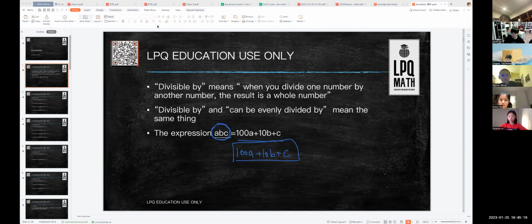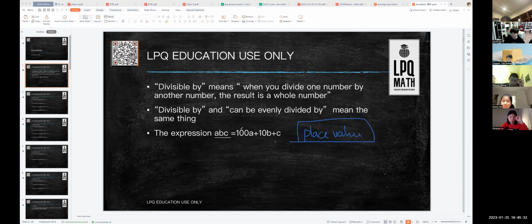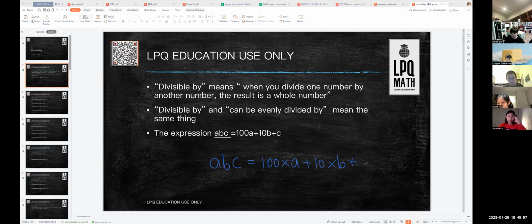Some kids say, teacher, of course I know this. When you are in grade two, you learn place value, right? Have you ever learned place value? Your school is probably learning place value now. Look at 825. The teacher says this 8 represents 800, this 2 represents 20, and this 5 equals five. Everybody understand? But if someone gives me ABC, ABC actually equals 100 times A plus 10 times B plus C.